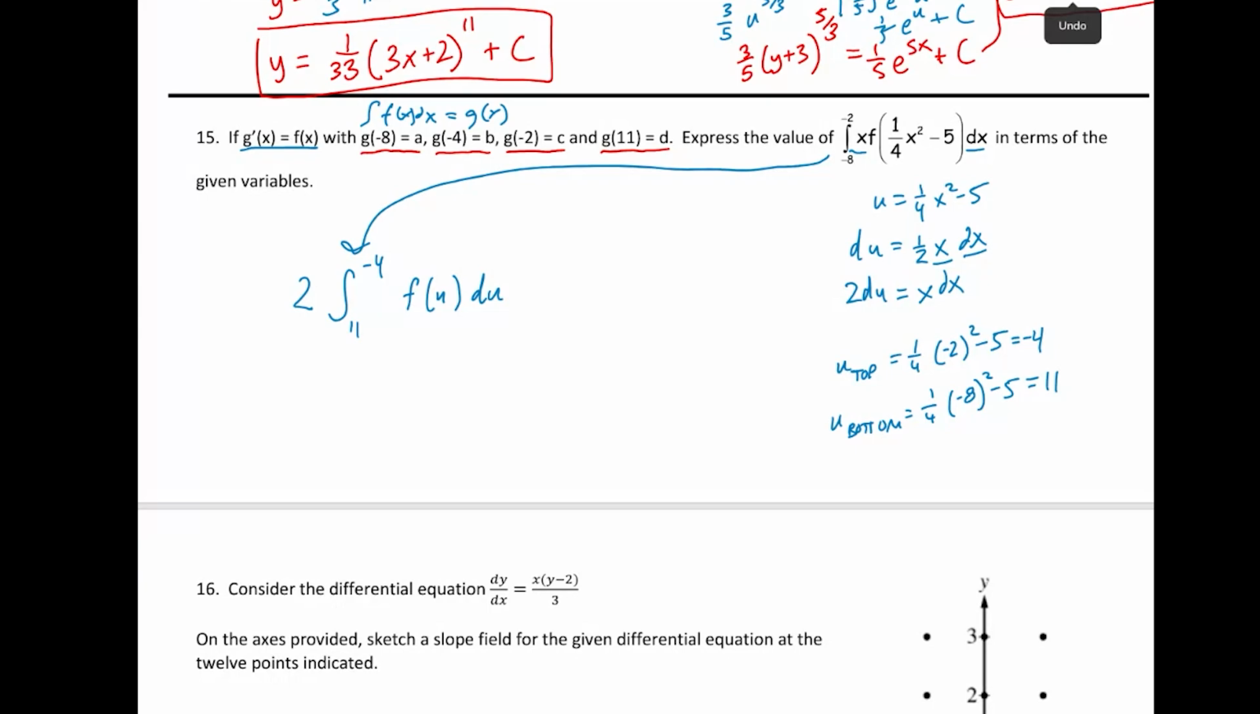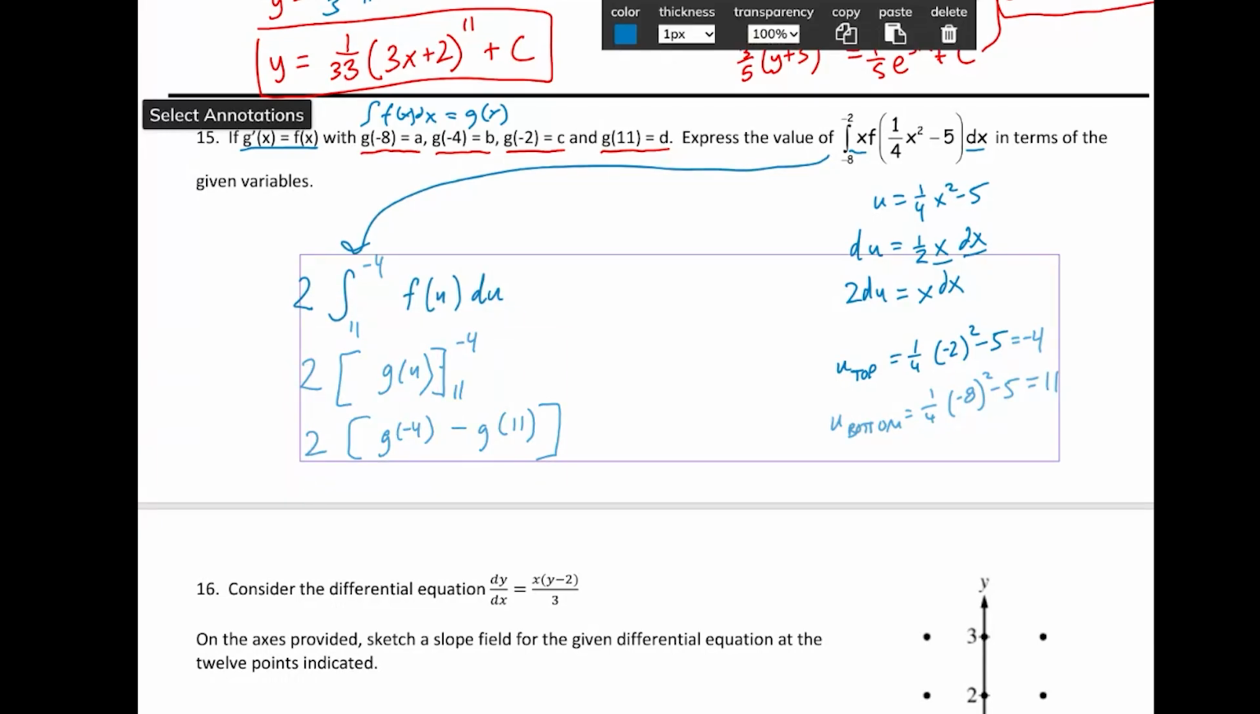So we've got 2 times the integral of f of u, which would be g of u. So g of u from 11 to -4. Let's go ahead and evaluate each of these. So we've got 2 times g of -4 minus g of 11. And I suppose that's where all those ABCs are going to come into play here.